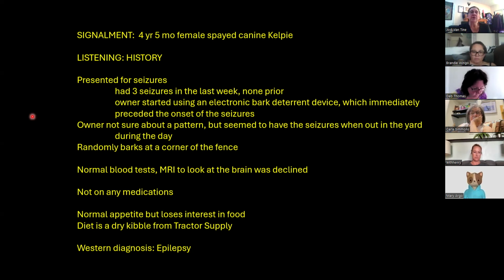Looking at the history, this dog presented for seizures. It had never had seizures before, but it had 3 seizures in the last week. It seemed to have the seizures when it was out in the yard during the day. The owner had started using an electronic bark deterrent collar, like a shock collar, which immediately preceded the onset of the seizures. The owner was using that bark collar because the dog would stand and randomly bark at a corner of the fence, and he wasn't really sure if there was another dog over there, or if the dog was barking at nothing. Blood tests, all of the conventional Western things were normal.